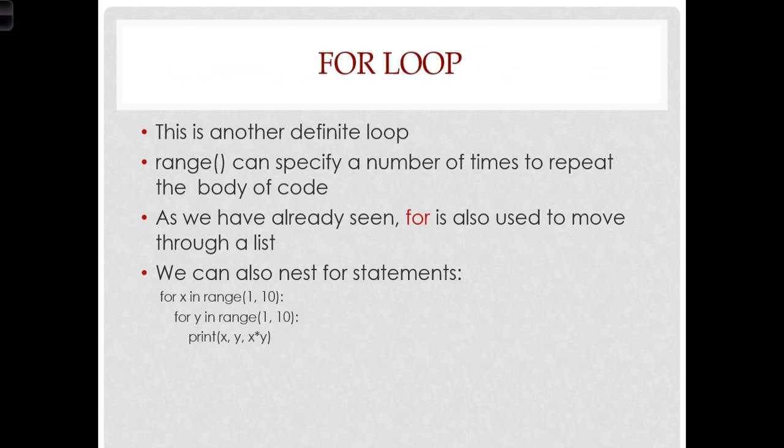Another type of loop, we've just looked at the while loop, is a for loop. And we've already seen some simple for loops early in this class, but it's another definite loop. It goes through for a certain number of times. We can use the range function to specify how many times we want to repeat the body of code, or we can also do it for certain values. So we've already seen that for is used to move through a list, and we can also nest for statements.